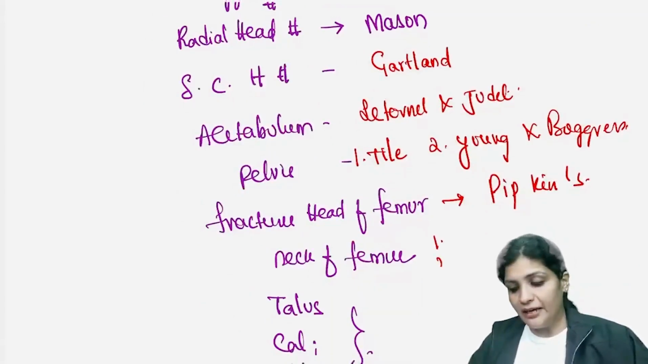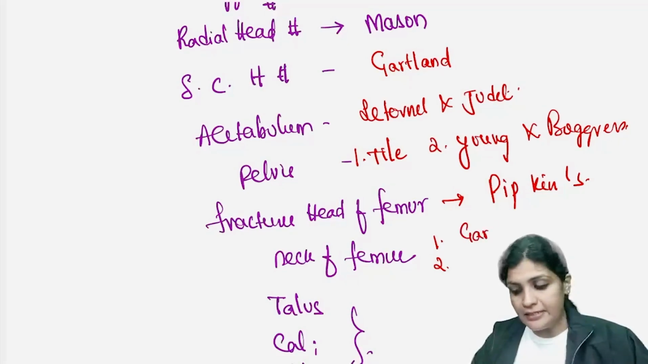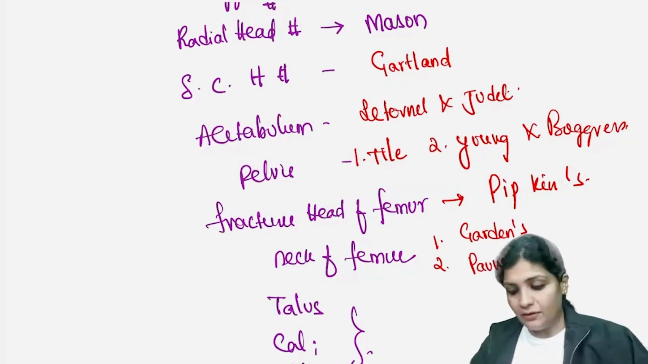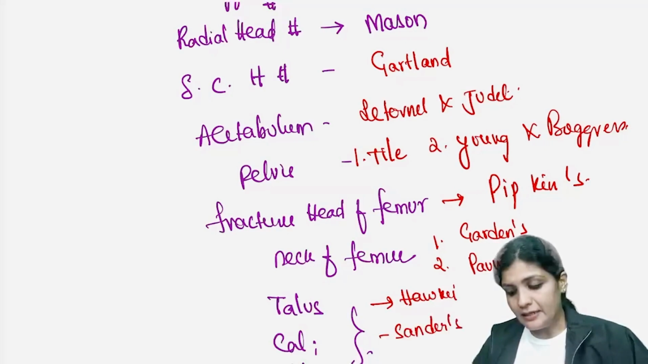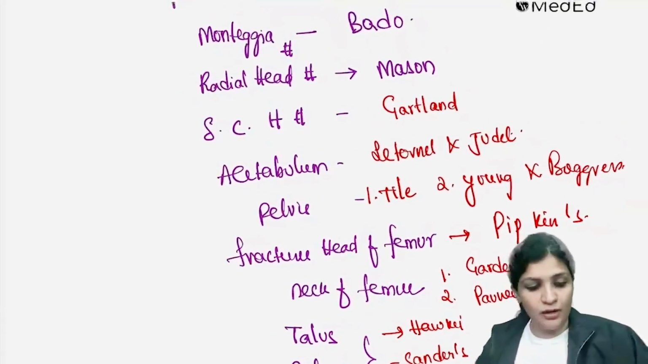And fracture neck, again we have two. One is Garden. Second one is your Pauwels, right? Then we finished talus, right? This is Hawkins, Sanders, and the Schatzker. These are the various classifications which you have to remember.